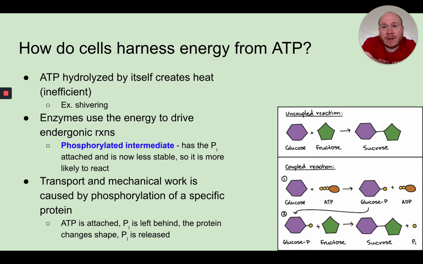It sticks itself to something else via a phosphate group. The phosphate breaks off. The phosphate gives its energy to the protein, which does the work, and when the protein's done with its work, it changes back its shape and the phosphate is released. And that phosphate just goes back to floating around the cell until it can be reattached to the ATP.